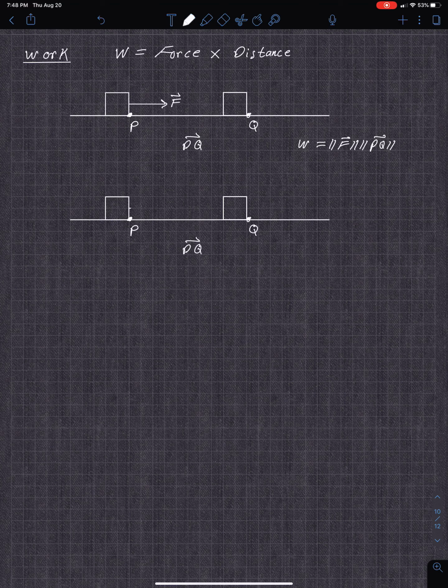We're going to have a projection, basically, of this. So suppose the force now is like that. So this is F. And then that's the angle of the direction that you're pushing it. It's still PQ right there. So now work is defined to be the magnitude of the projection of F onto PQ times the magnitude of PQ.